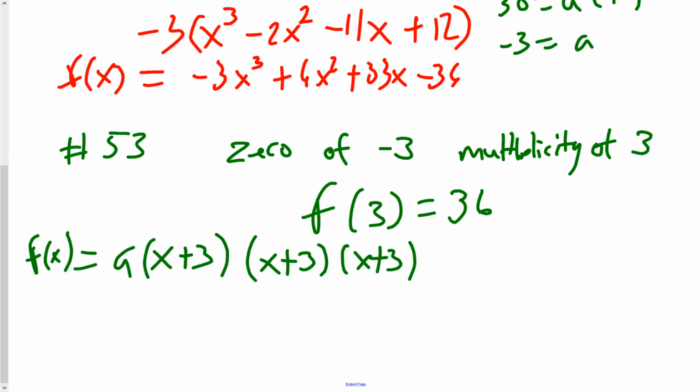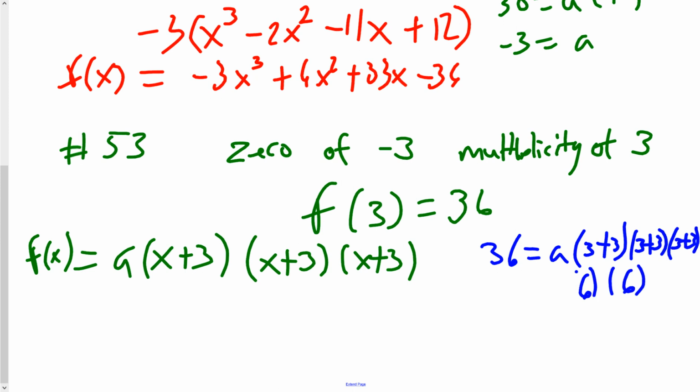Go ahead and plug in our f of x, which is 36. Plug in our x, which is 3, so 3 plus 3 is 6, 3 plus 3 is 6, 3 plus 3 is 6, so it's 3 sixes. Well, we know 2 sixes is 36, right? So if we divide by 36 on both sides, we get 1 is equal to a times 6. So a is 1/6.